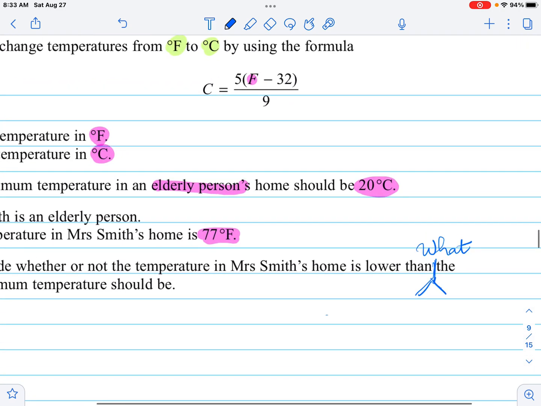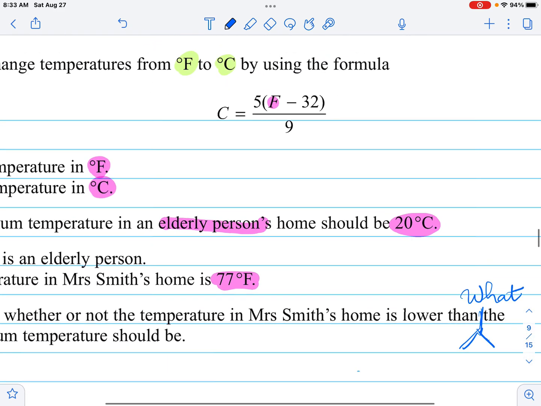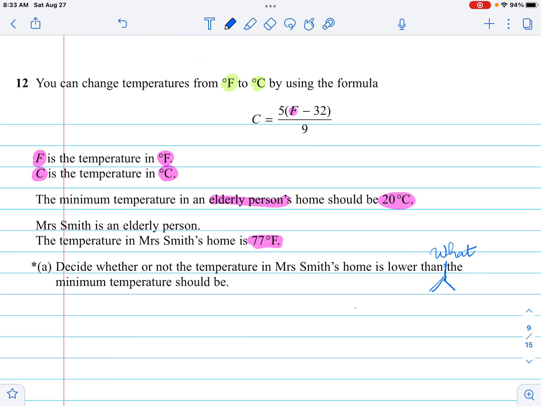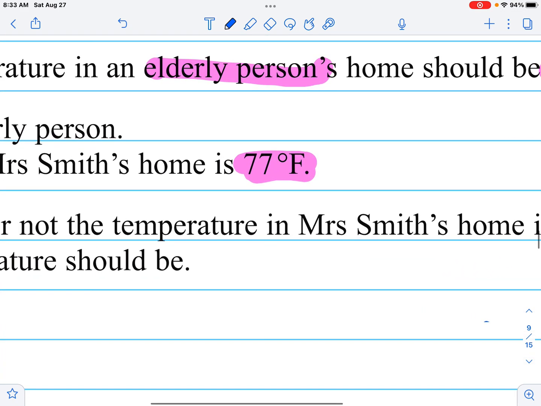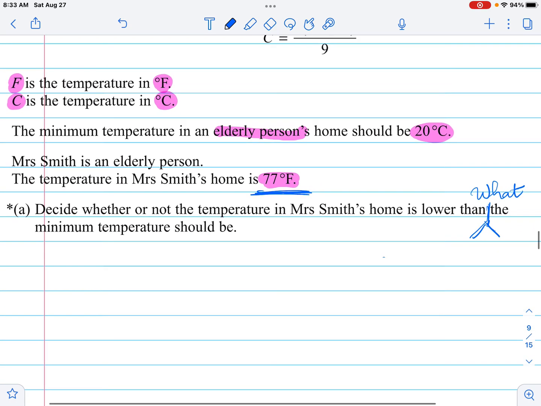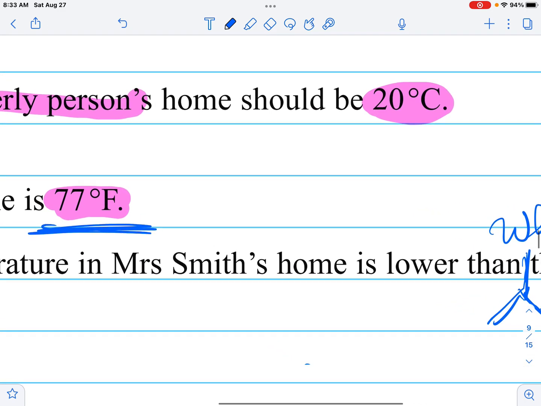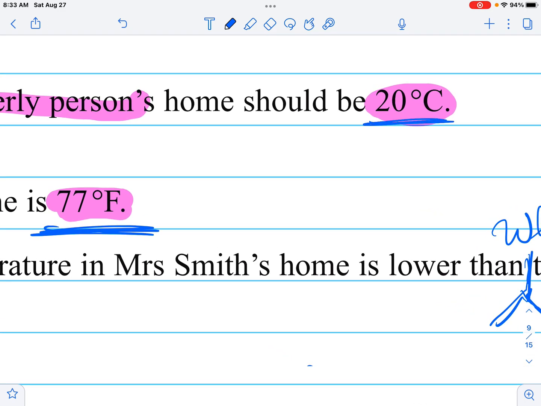So what's the first job? Her temperature is set at 77 Fahrenheit. The minimum is 20. So tell me what you must do. What do you think we should do? So this is what it's at, and that's what it should be. Should be, or minimum. Okay, minimum should be. So what must we do now?